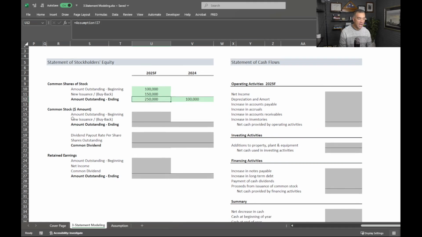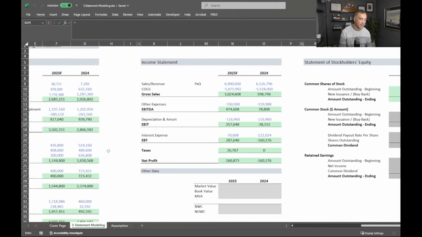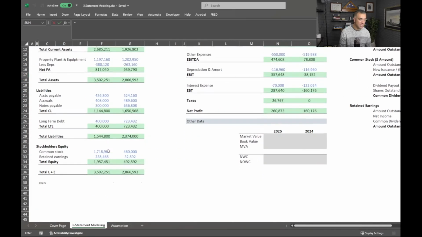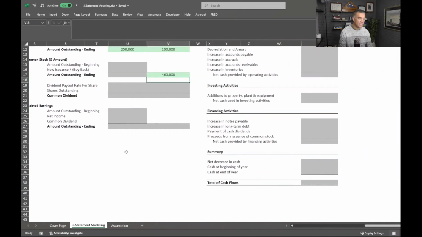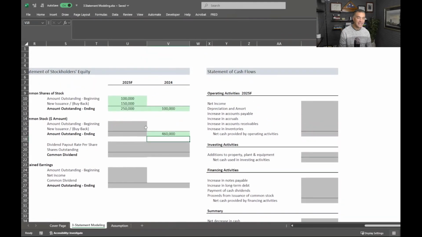Okay, next, common stock dollar amount. So what I'm going to do is find 2024, the previous year, the ending balance. So we're going to go back to the balance sheet. And that's going to be that 460,000. So that's going to be our common stock dollar value. This is what the shareholders own in the equity of the company here. So the beginning balance would be the ending balance of the previous year. So we're going to corkscrew that in. That's just going to come in.